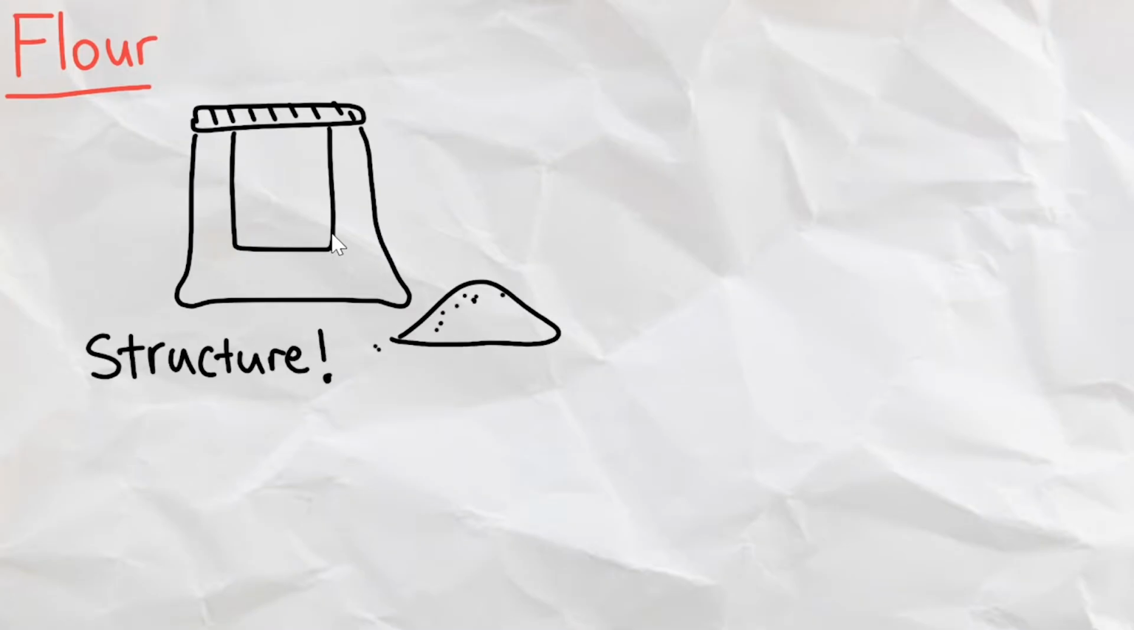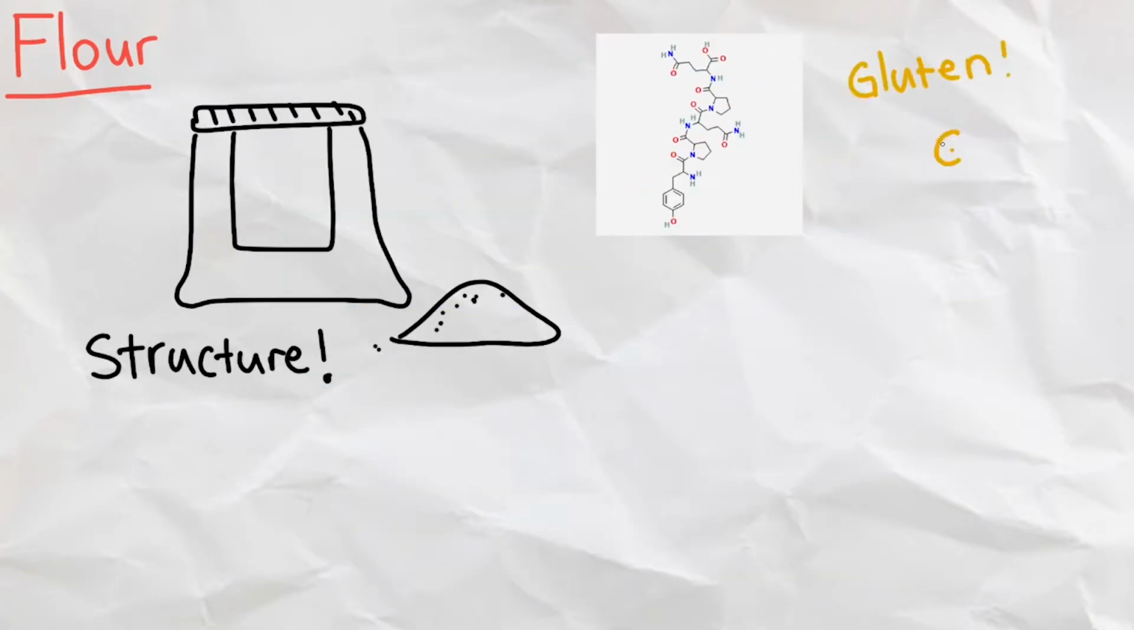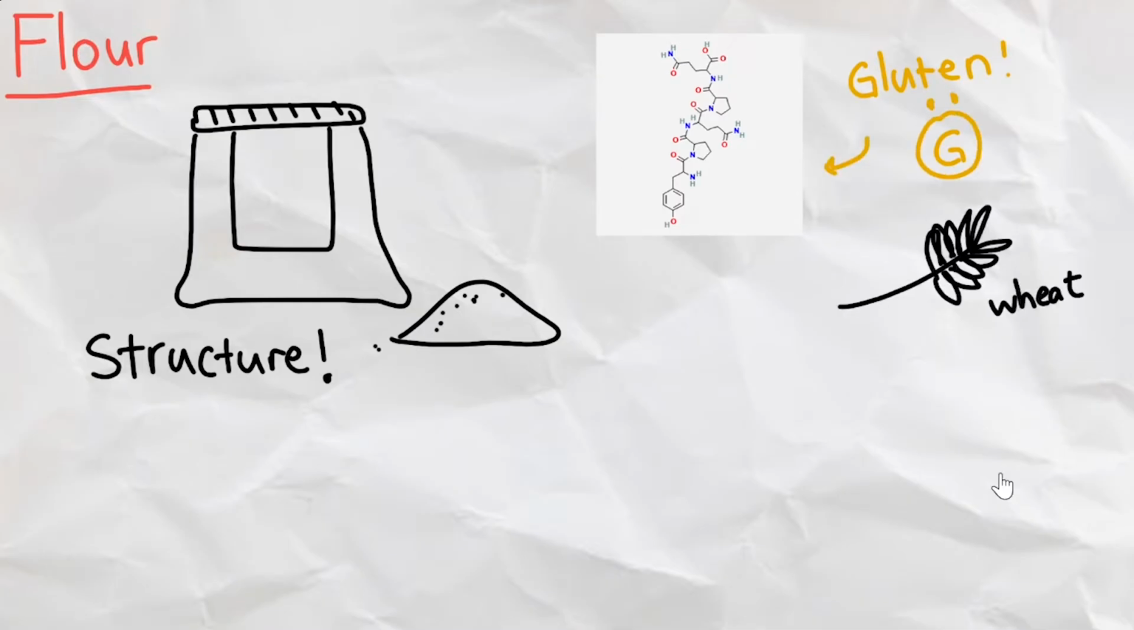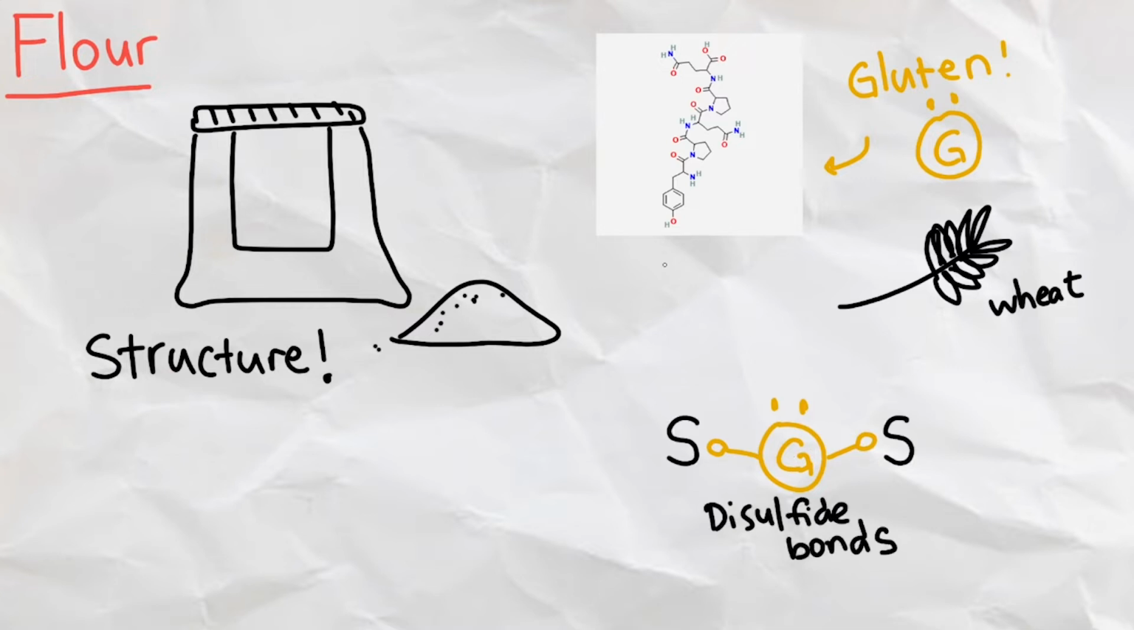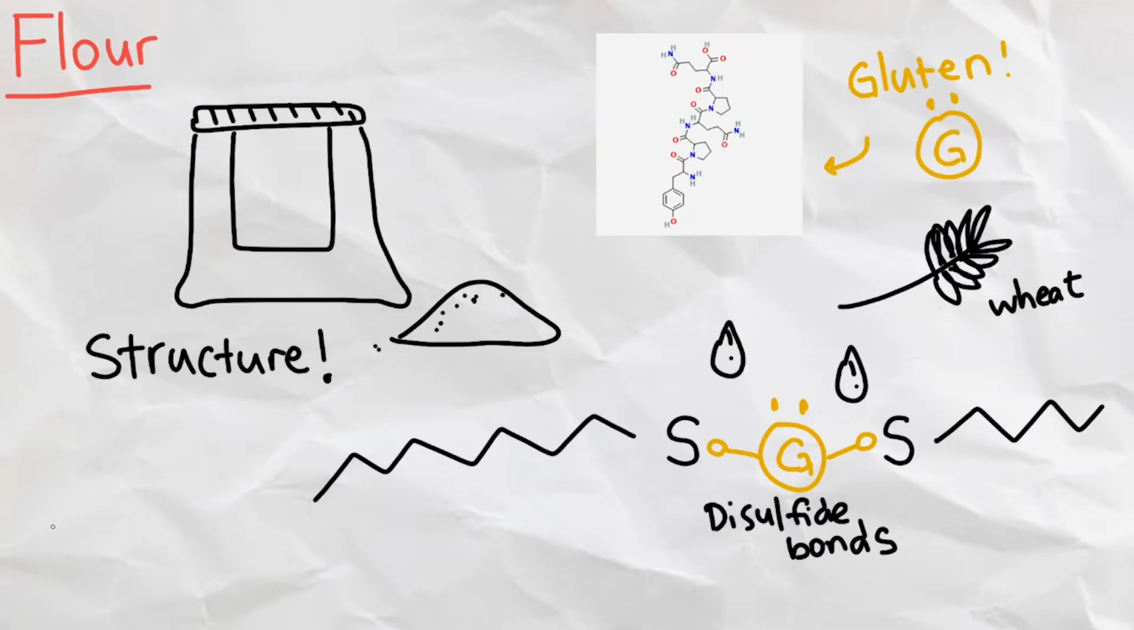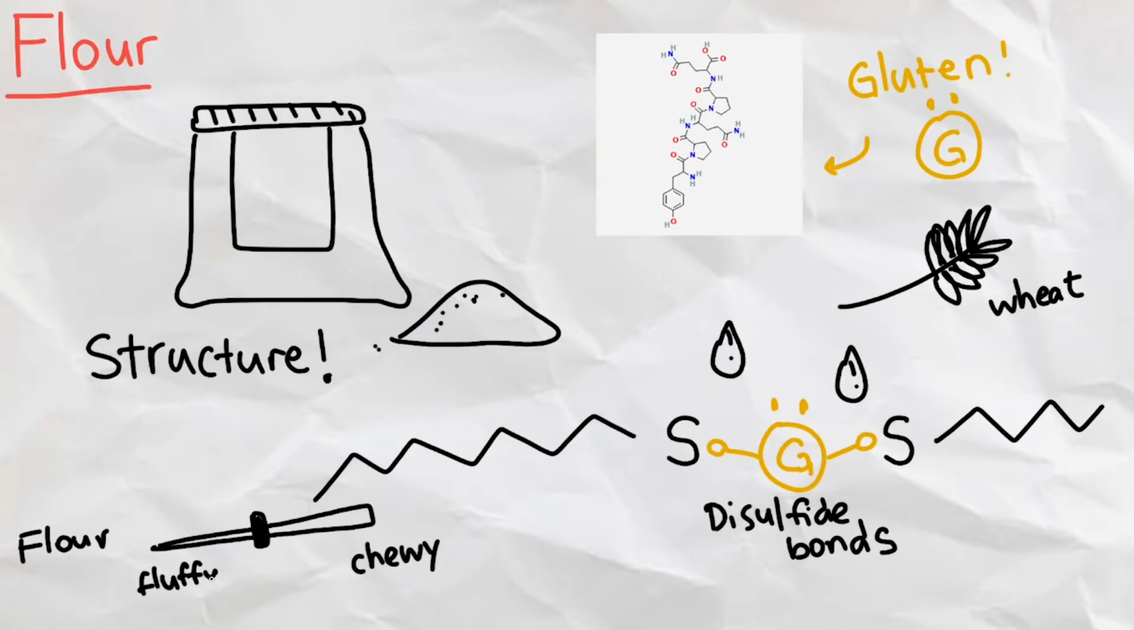Flour contains a protein called gluten, which is found in most wheat products, and it forms disulfide bonds with each other when exposed to liquid, such as water and milk. Those bonds form the gluten into a stretchy web, which links the baked product together. Adding more flour leads to a chewier product, while adding less leads to a fluffier product.